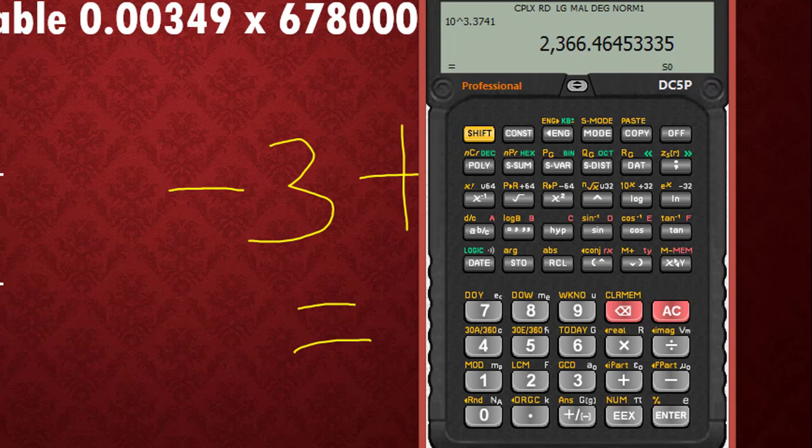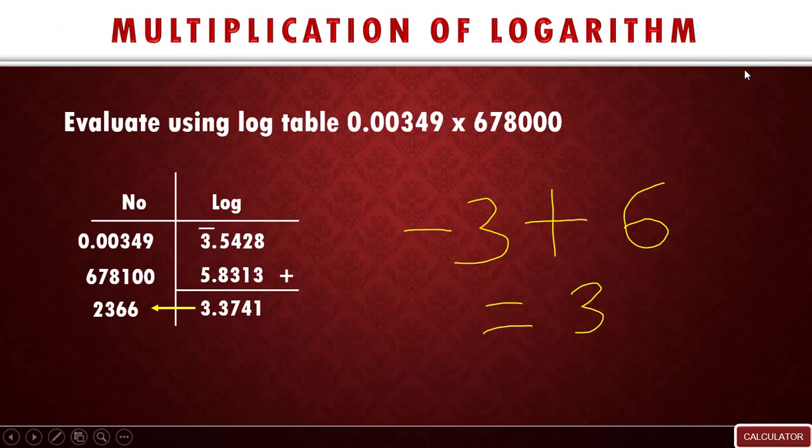So from the 4-figure table, this will be the value. So this value is correct. So we close. Our final answer there is 2366. Now is the time to show you example 4.